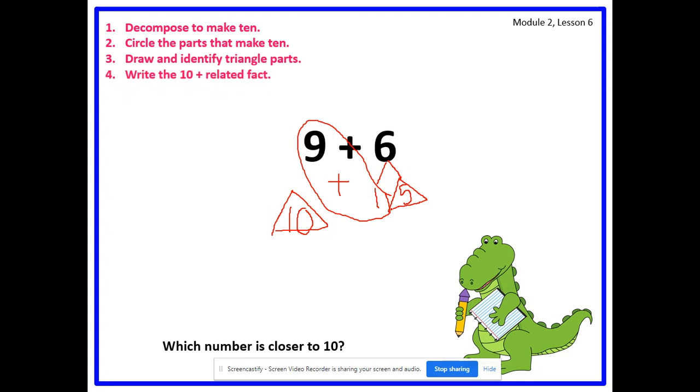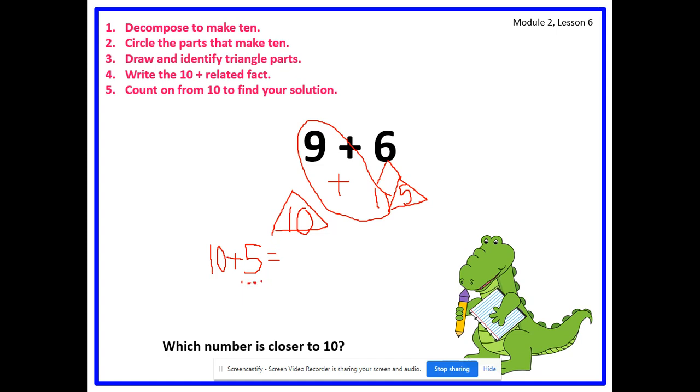Step 4, write the 10 plus related fact. Press play when you've done that. You should have written 10 plus 5 because those are my 2 triangle parts. And step 5, count on from 10 to find your solution. If you haven't done so already, you can count on.